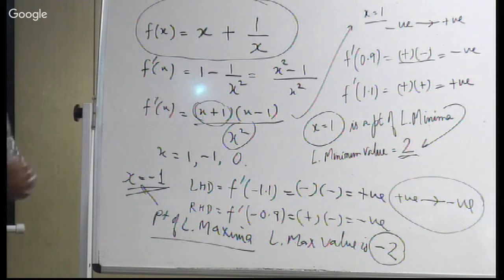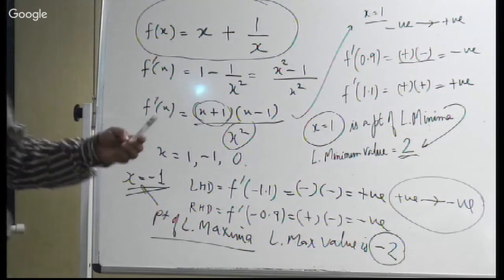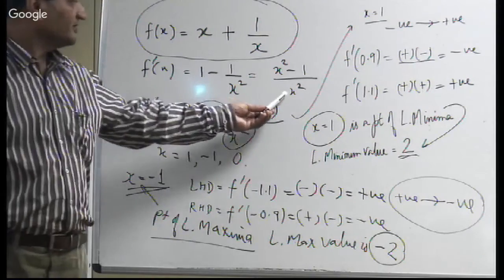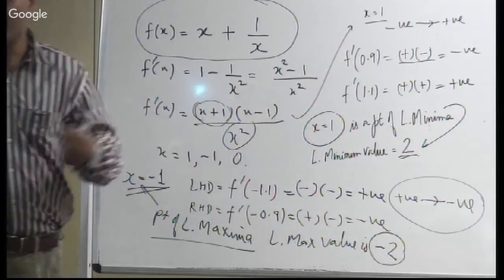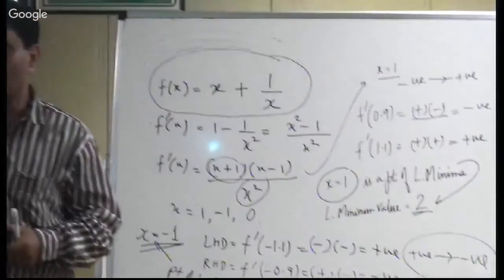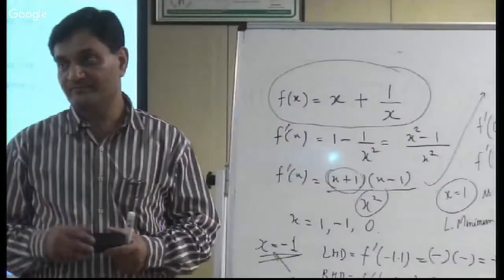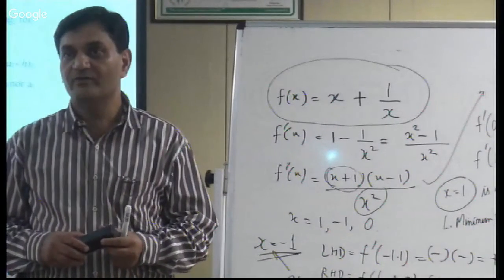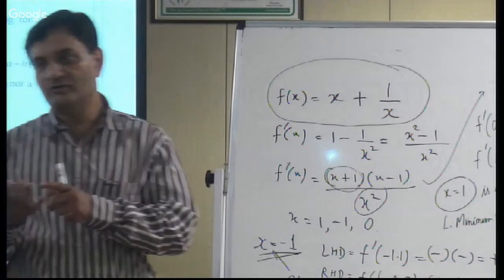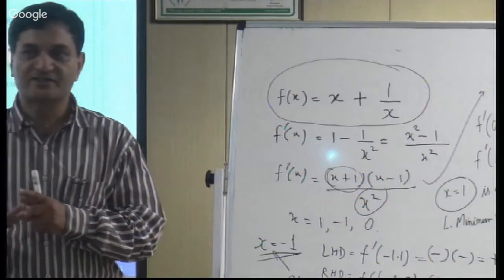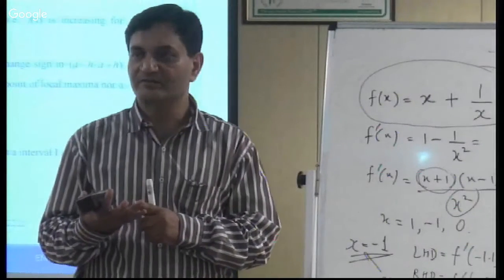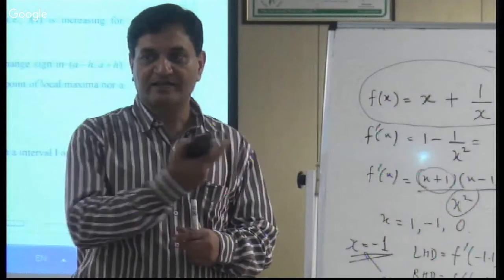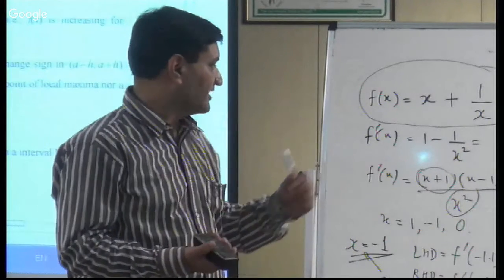If I want to see the nature of the function at 0, how is it behaving at 0? 0 is a point where the derivative does not exist. Maybe it is a point of local maxima or minima. How will you reject it? We have not considered 0. We have considered only the 2 points, 1 and -1, which were the stationary points where the derivative was vanishing. And where the derivative does not exist, that point I have not taken into consideration.